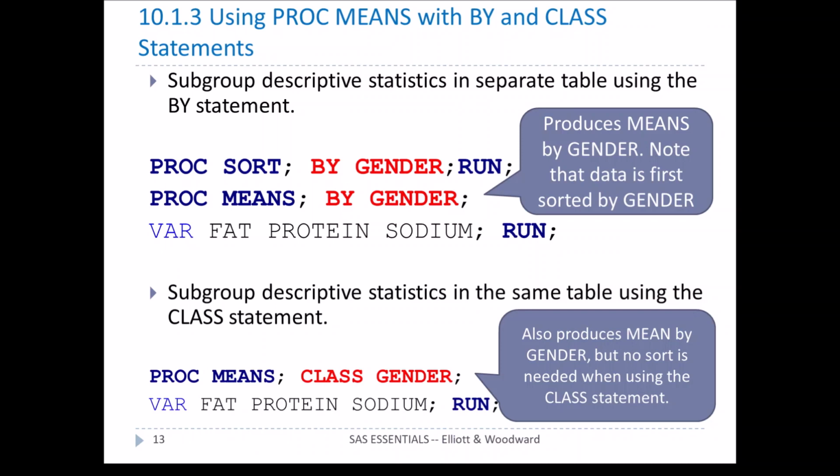PROC SORT by gender, and then run. And then PROC MEANS by gender. So notice we have the BY gender in both places on specific variables there. Now let's do it a little bit differently, where we say PROC MEANS class gender. Now notice here I don't have to do a PROC SORT first. Class gender, and then we're asking for the same variables. So let's see how that does.